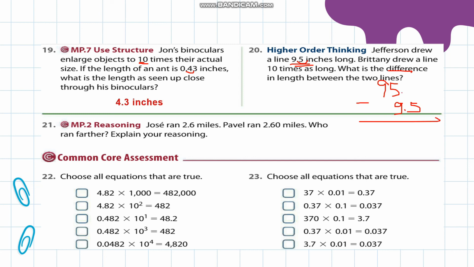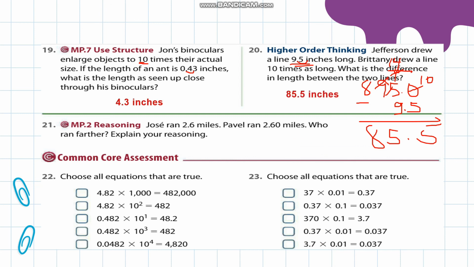So I'll just need to put 0 here. This becomes 4. This becomes 10. 10 minus 5 is 5. 4 minus 9 cannot be. We need to borrow from 9. 9 becomes 8 and 4 becomes 14. So 14 minus 9 is 5. Then bring down 8. So the answer is 85.5 inches.